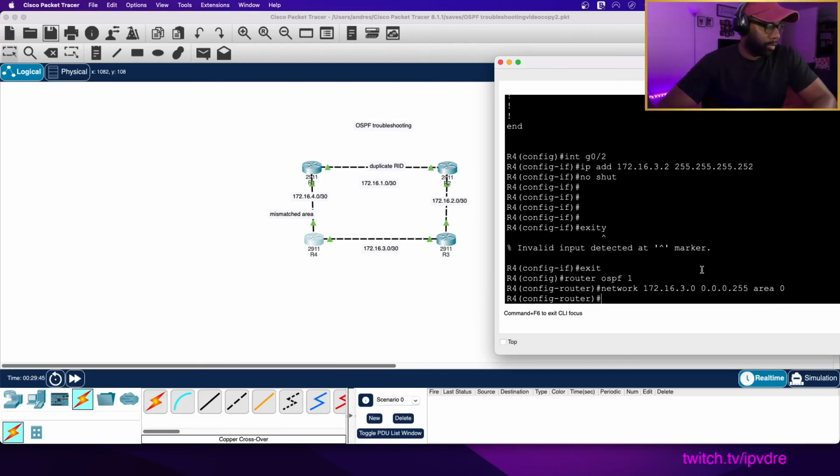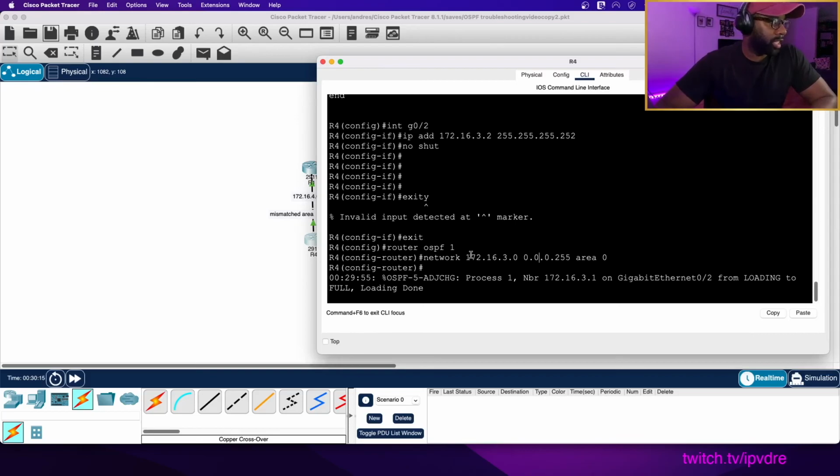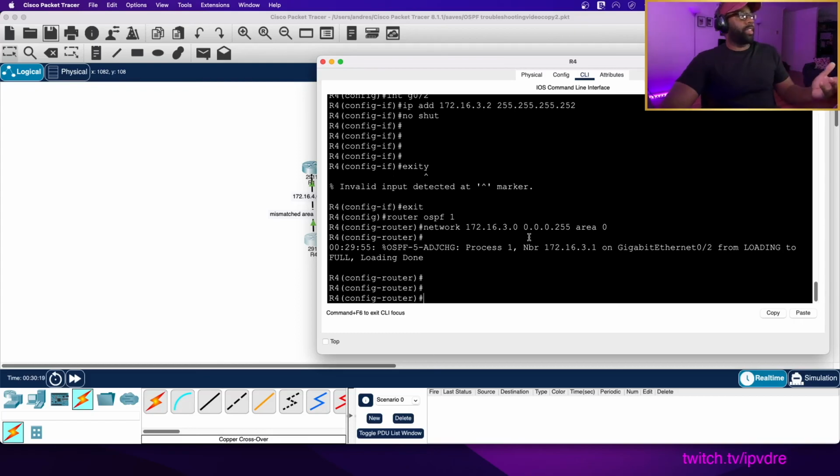So, just a little review. The network command activates OSPF on interfaces that match this right here. This basically says all interfaces that start with 172.16.3 are activated, right? Because we have the wildcard mask that says the 0 means make sure you match it exactly. The 255 means doesn't matter, right? We're only focused on these three first numbers. Boom. Now we have the neighborships, right?